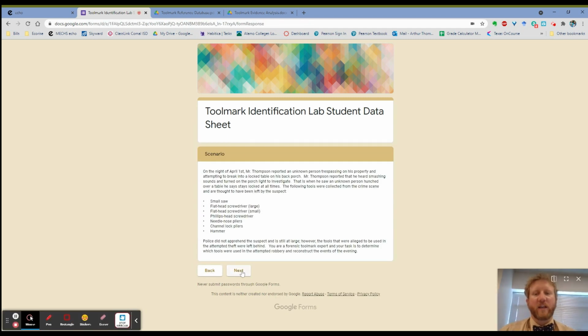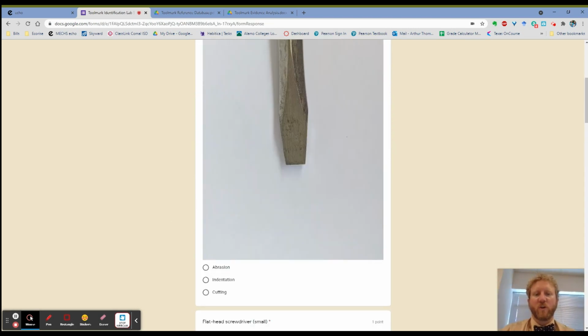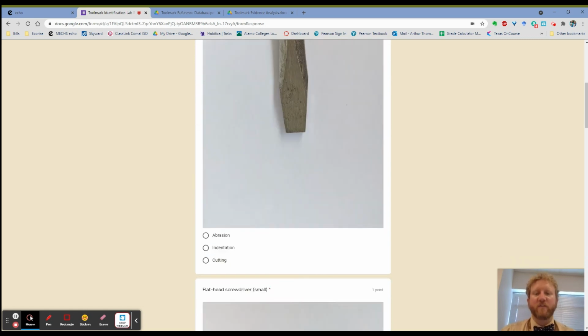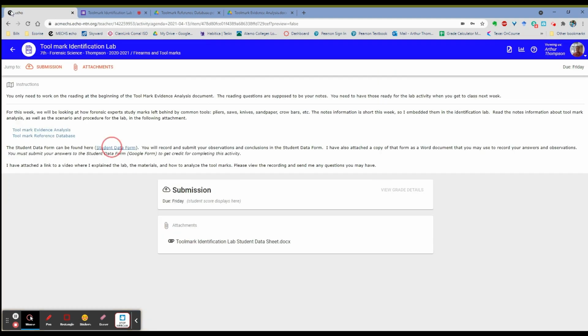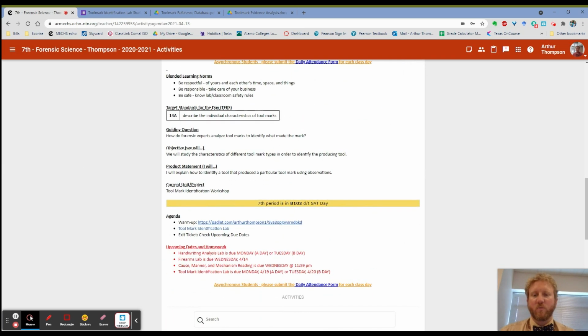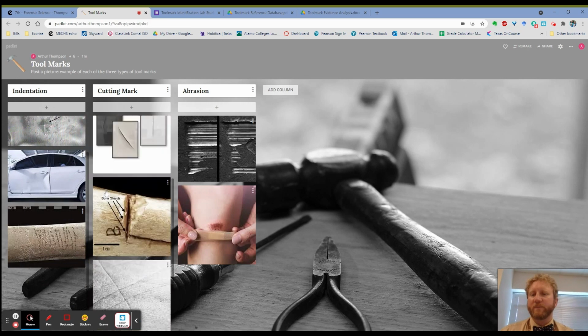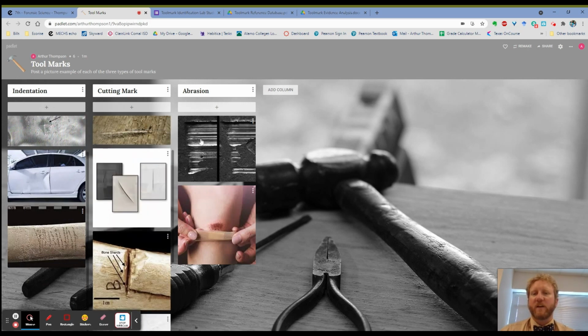Here is the scenario again for you, but you've also got that write-up. So if you need to go back and look at that, you certainly can. The first part, what you're going to do is identify the type of mark: abrasion, indentation, or cutting. Now, if you need help, also look at the warm-up that was for today, which is looking at examples of different tool marks. So here's some examples right here of the indentation, the cutting mark, and the abrasion.